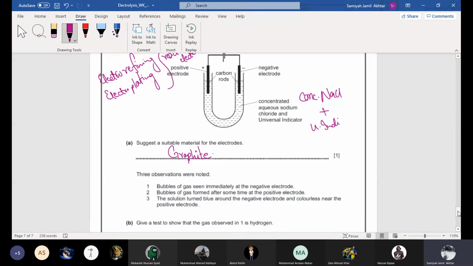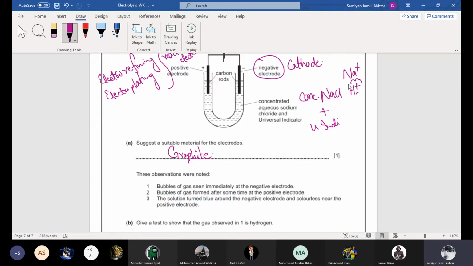Okay, three observations were noted. Bubbles of gas seen immediately at the negative electrode, bubbles of gas formed after some time at the positive electrode, and the solution turned blue around the negative electrode and colorless near the positive electrode. Which gas bubbles are seen at the cathode? Sodium? No, sodium is a metal. Sodium and hydrogen are both present.